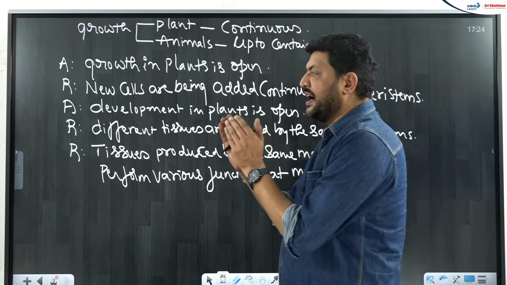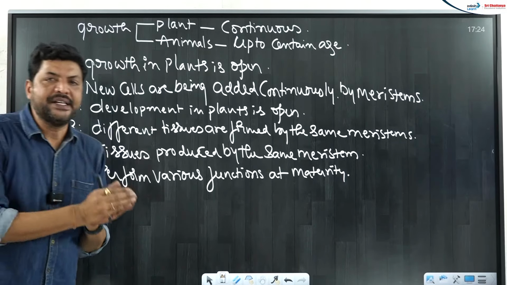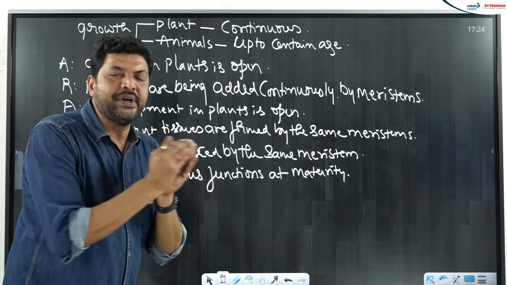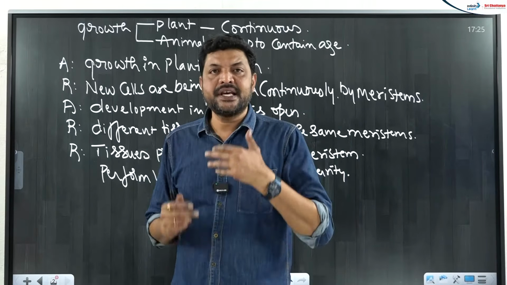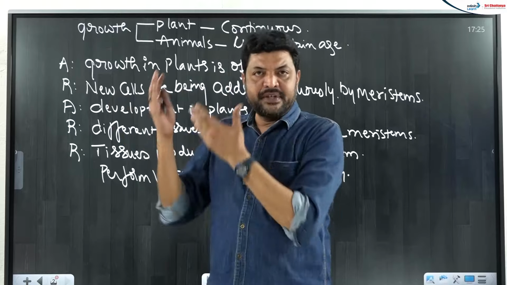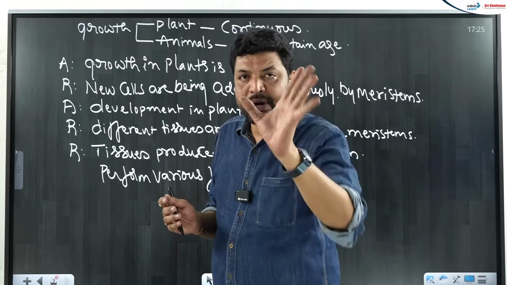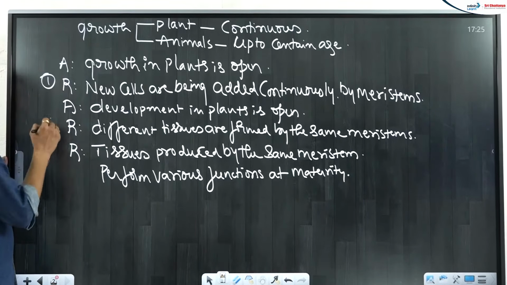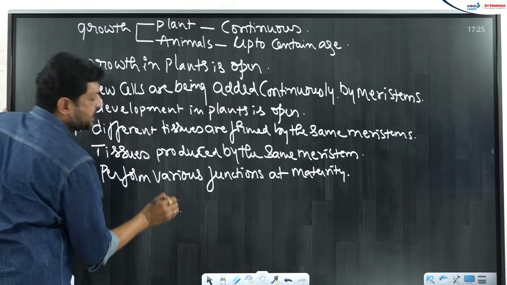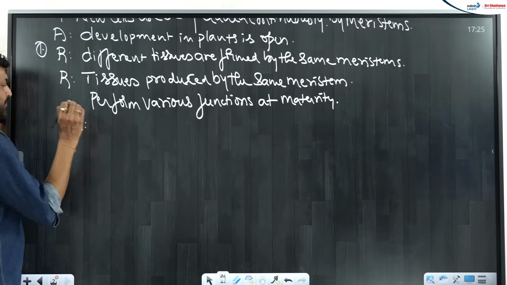So that is not remaining like that. One cell is developing into xylem, one cell is developing into phloem, one is parenchyma, one is collenchyma, one is mesophyll tissue, one is trachea, one is vessel, one is companion cell. All the cells are formed from the meristematic cells. Hence, development is also open. Got it? These two are first options. A and R are true. Correct explanation.